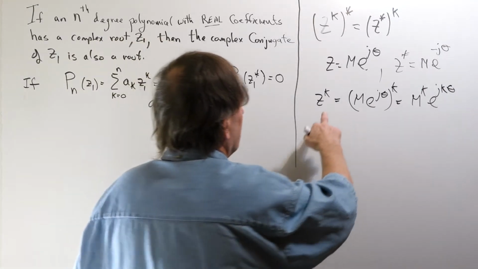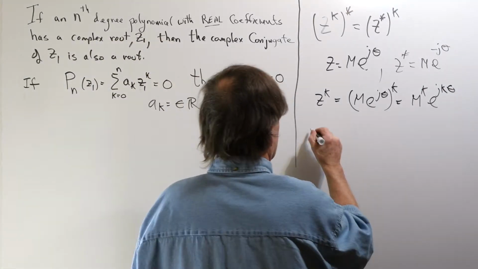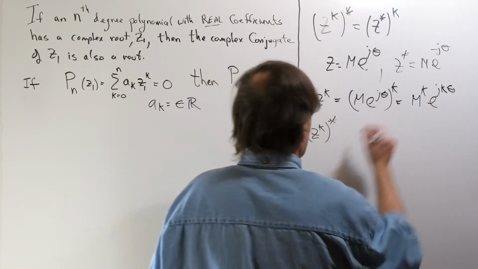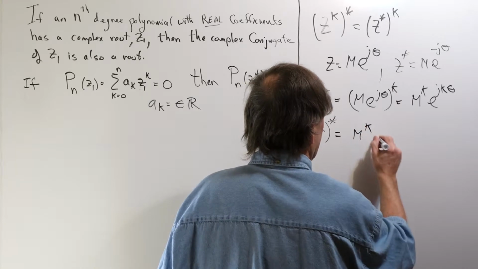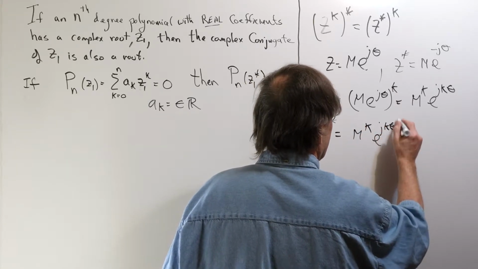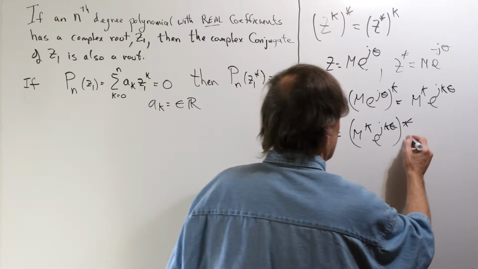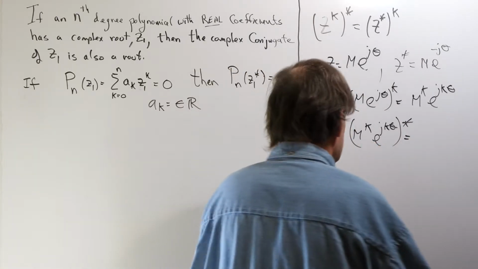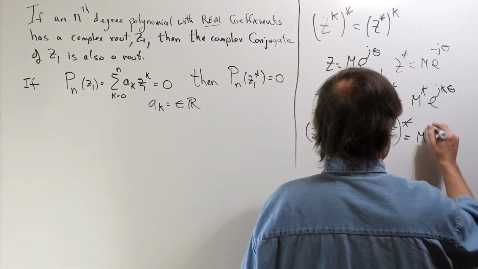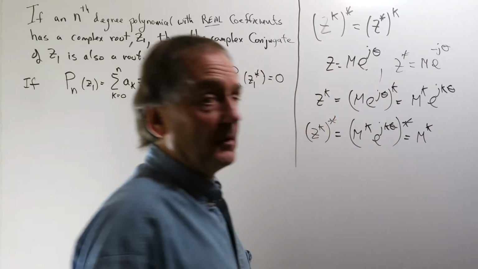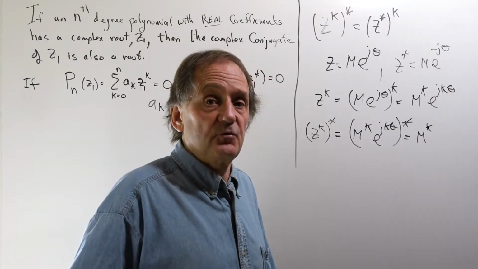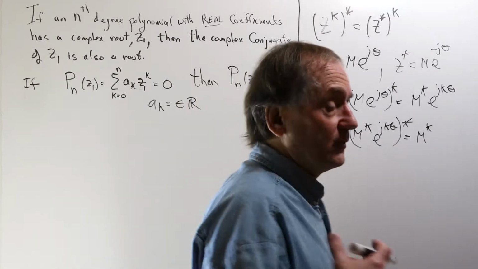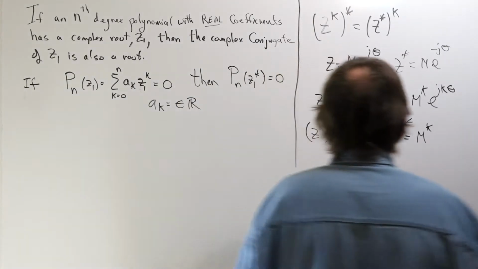Now if we take the complex conjugate of this, so we have z to the k conjugate, we take the conjugate of m to the k e to the j k theta. Well, m to the k is a real number, so its conjugate is just the number back. The conjugate of a real number is just a real number. Like the conjugate of 2 is 2. Conjugate of -7 is -7. There is no imaginary part to a real number.